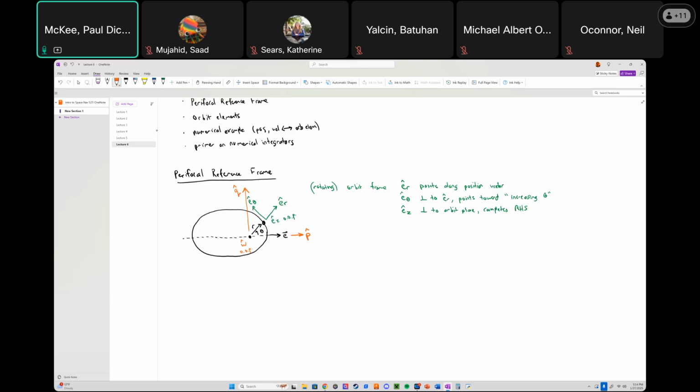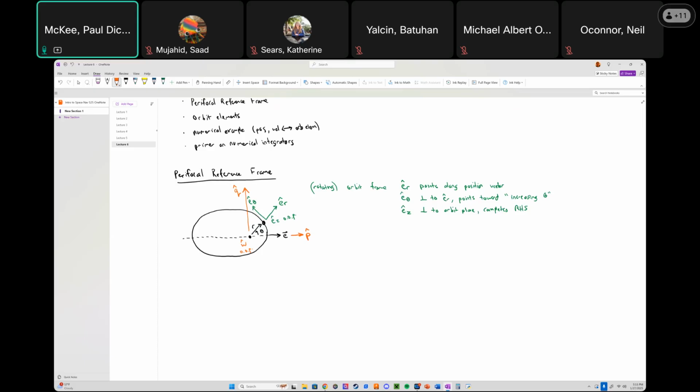This is fixed in the orbit of the spacecraft. It is generally not rotating. Now, for those of you that are more familiar with orbital mechanics, you know that orbits tend to crank or precess over time. So technically, this reference frame is also rotating. But for the purpose of this class, we're going to treat it as being static. That's good enough for now.